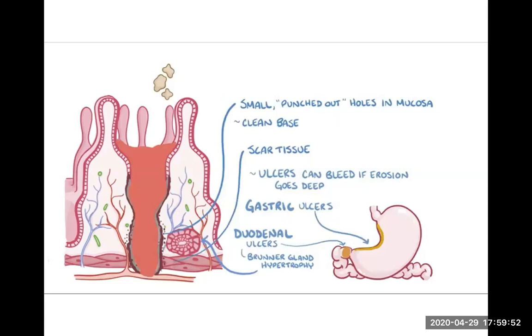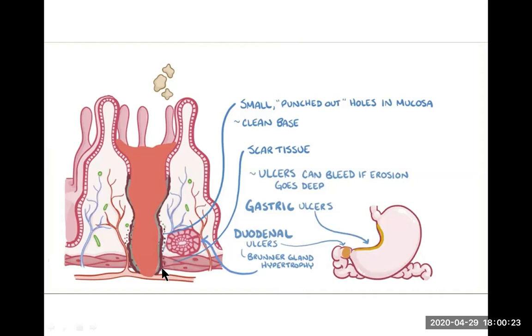These peptic ulcers which are formed are usually small, punched out holes in the mucosa, and their base will usually be clean because hydrochloric acid keeps flowing through them and washing the base. That's the reason they have a clean base. Then they make the tissue scarred here; they leave behind scar tissue.